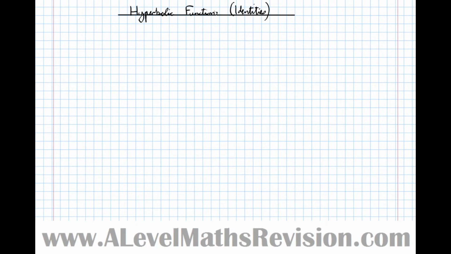In this video, we're going to define what the hyperbolic functions are and prove the identities. So the first hyperbolic function that we're going to introduce is one called hyperbolic sine of x, pronounced sinh of x. And that's defined to be equal to a half e to the x minus e to the minus x.